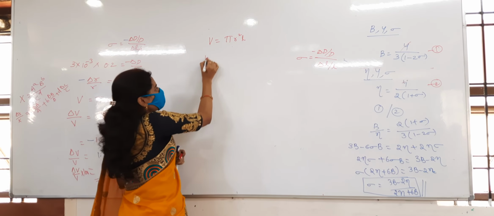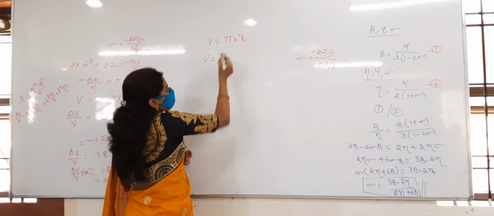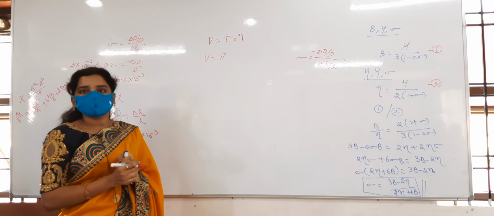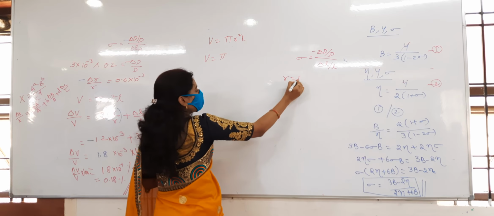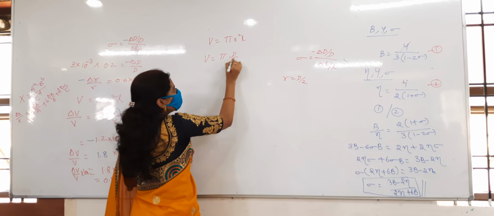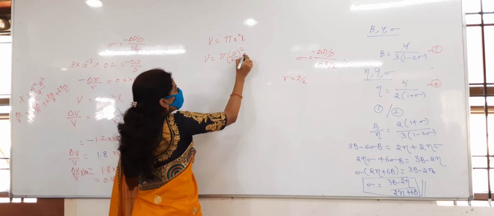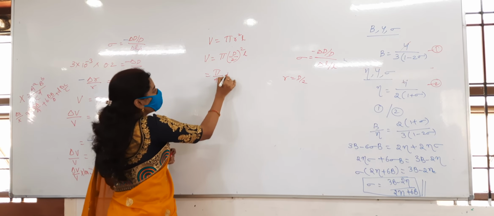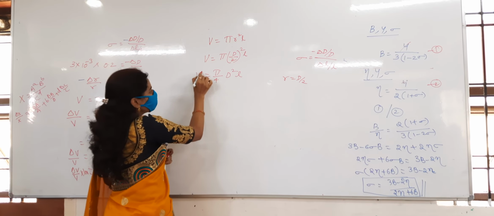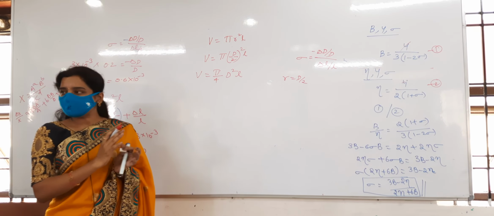Then volume is equal to what can I write here? Pi into, in the place of r what can we write? D by 2, diameter divided by 2 only. R is equal to D by 2, whole square, into L. Nothing but I can write it as pi by 4 into D square into L. Correct volume? You understand that clearly?